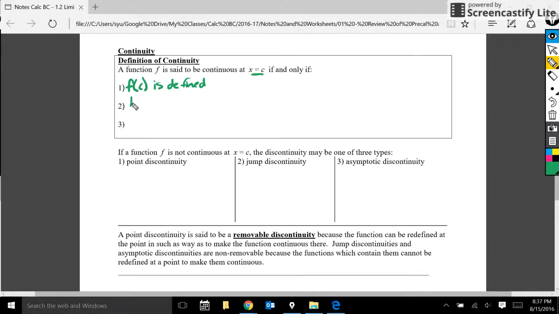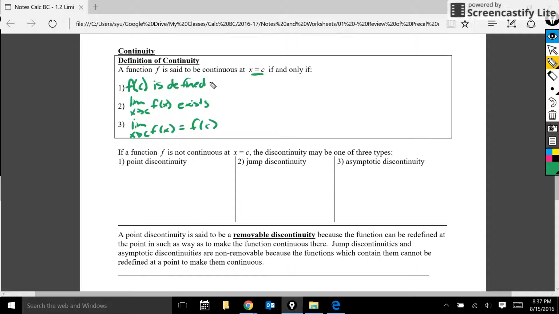Right, then we look at the limit. So we say that the limit as x approaches C exists. Right, and then last but not least, we equate these two. So I say that the limit as x approaches C of f of x actually equals the function at that point. Right, let's break this down a little bit.